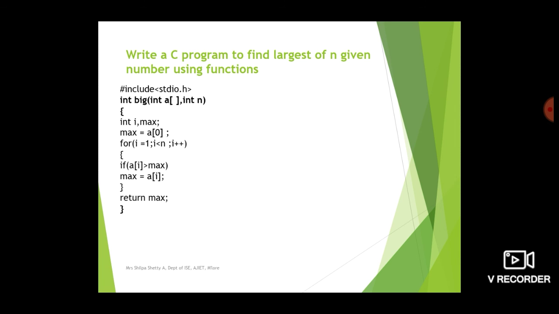So ultimately after the complete execution of the for loop, whichever variable has the maximum value, that will be stored in max. So finally we will return the max value.